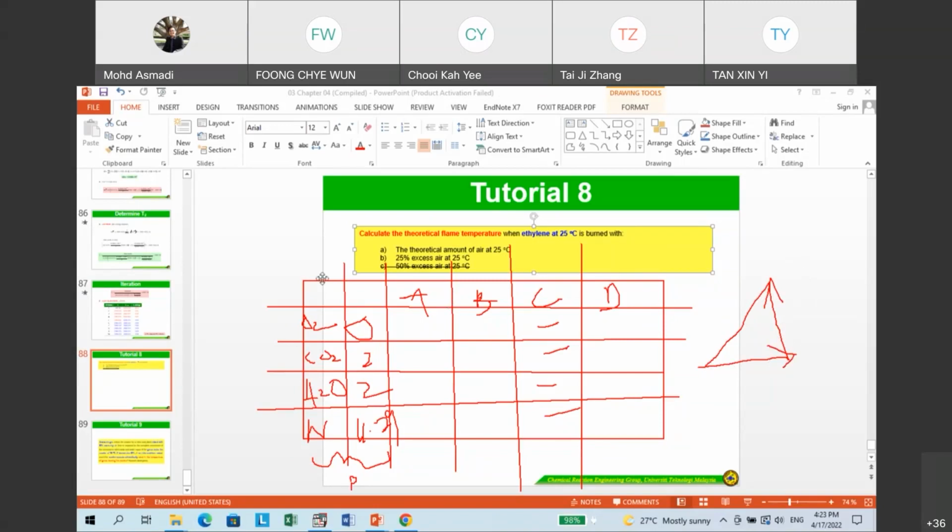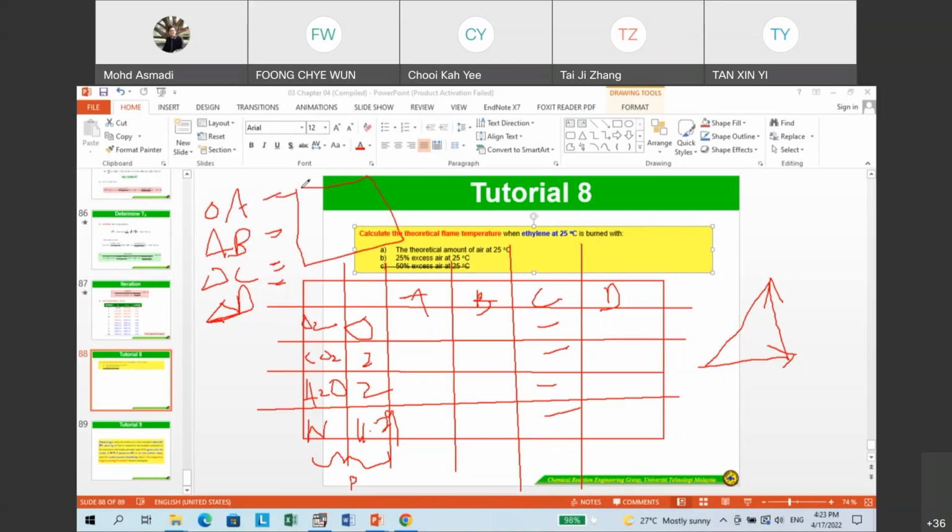Once you determine A, B, C, you have to determine delta A, delta B, delta C, and delta D. Please determine these. This is the next step.